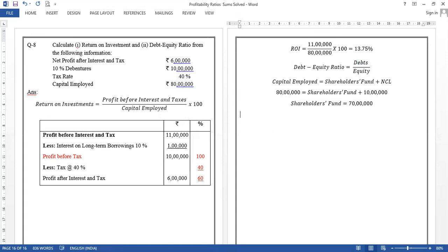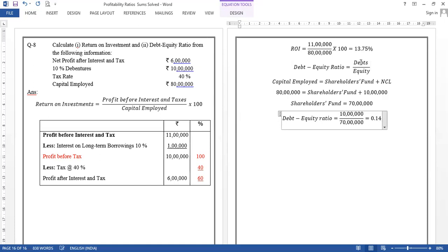Now I have equity with me, I have debts with me. Let us apply the formula for debt equity ratio. So debt equity ratio will be equal to debts upon equity. Debts can be seen as rupees 10 lakhs and equity just now calculated, rupees 70 lakhs, right? So this will be 10 lakhs by 70 lakhs. So 10 lakhs divided by 70 lakhs gives me 0.14. So 0.14 ratio 1, right?